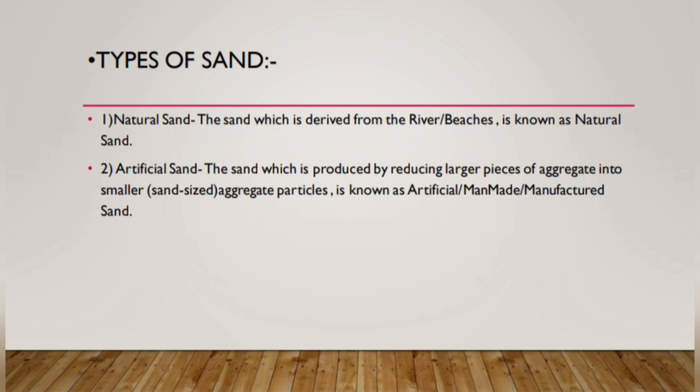Types of sand. There are two types, natural sand and artificial sand. Natural sand: the sand which is derived from the river beaches is known as natural sand. Artificial sand: the sand which is produced by reducing larger pieces of aggregate into smaller particles is known as artificial, or man-made, or manufactured sand. Natural sand increases the cost of construction, and artificial sand cost is minimum as compared to natural sand.